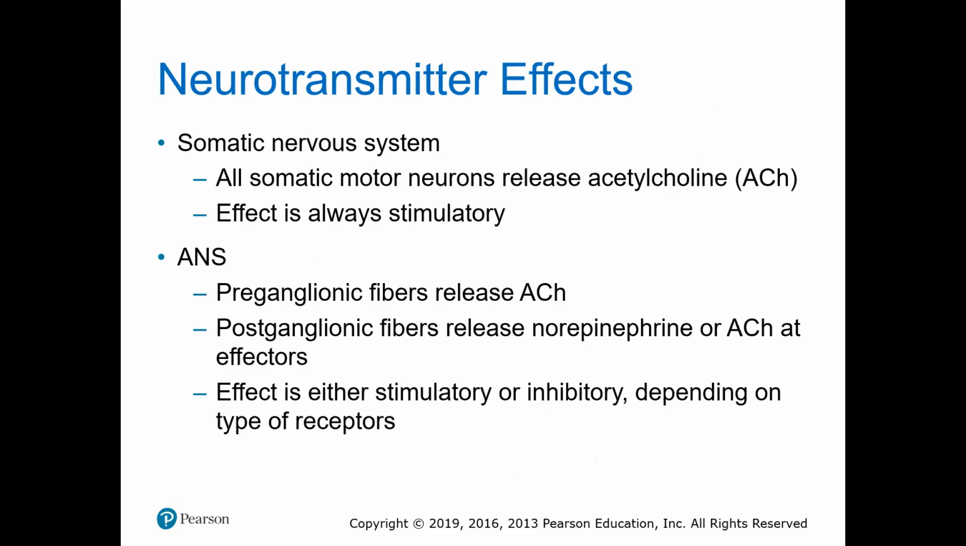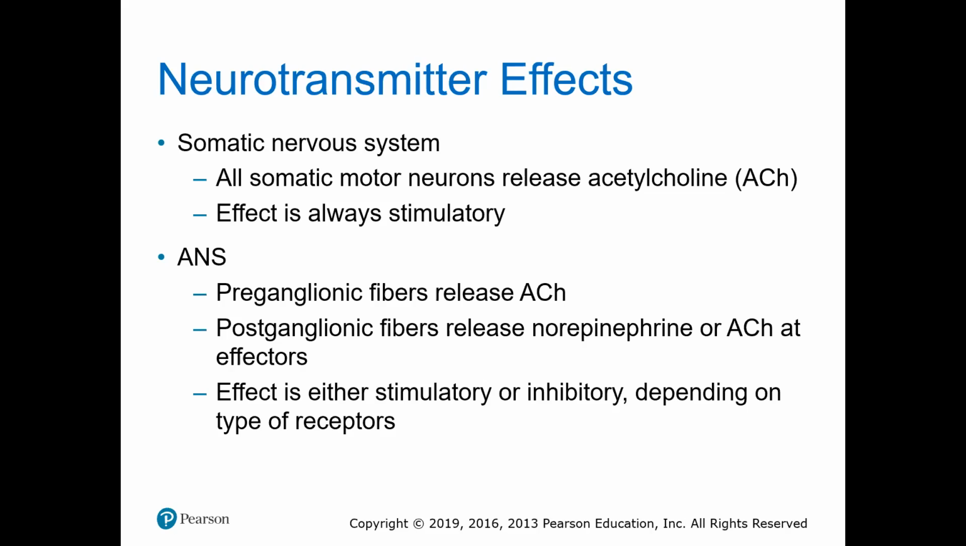Now, the somatic nervous system always uses acetylcholine, and it's always a stimulatory response. That's skeletal muscle cells. Acetylcholine, neurotransmitter of choice, always excitatory. However, in the autonomic nervous system, the preganglionic neurons always release acetylcholine. The ones that are communicating prior to the ganglia always release acetylcholine.